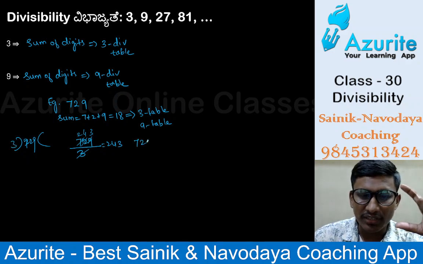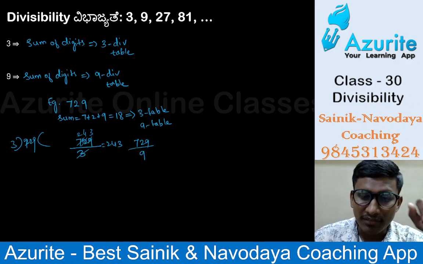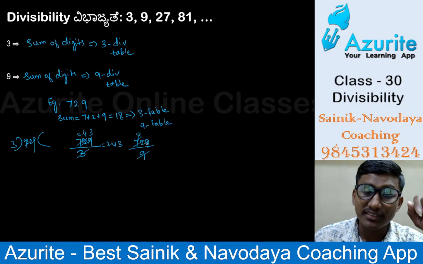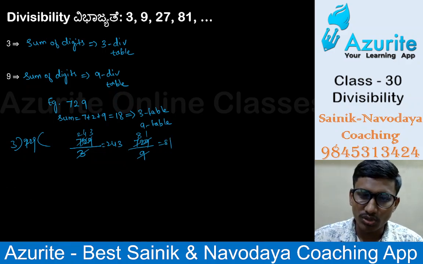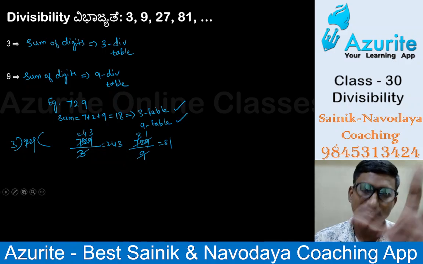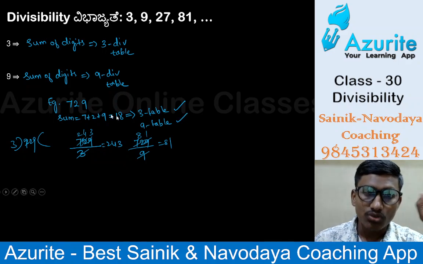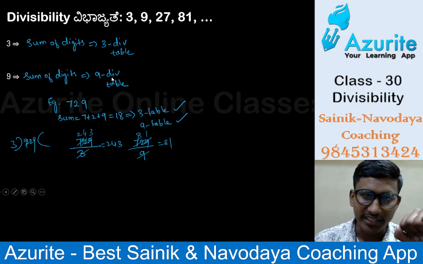And if you take 729 and divide by 9, 9 8s are 72, 9 1s are 9, 81 will come. Both are divisible. So it is divisible in the 9 table also and the 3 table also. We can say this. So we have to take the sum of the digits and check it, right?